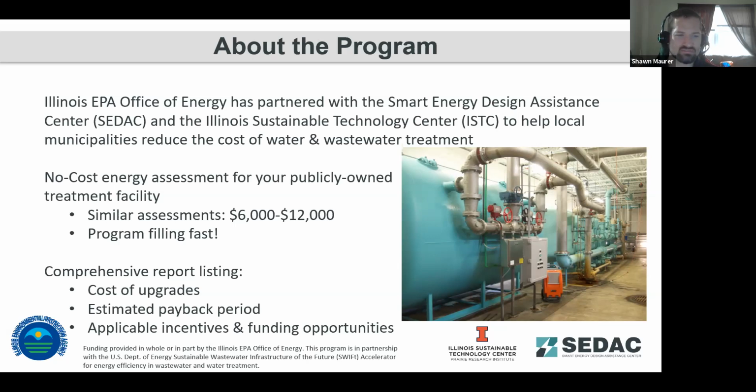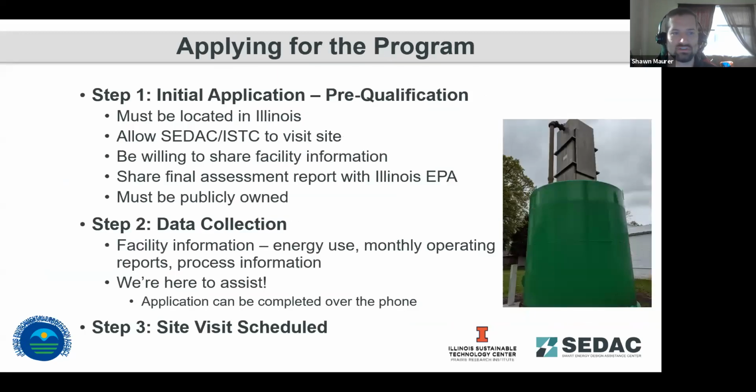We offer a comprehensive report where we list the cost of upgrades, some economic analysis for those upgrades, energy savings potential, and any applicable incentives and funding opportunities for those projects. We really try to help you out with implementation as well as just identifying the sources of energy efficiency. So first steps in applying for the program is submitting the initial application. It can be found on our website at smartenergy.illinois.edu.